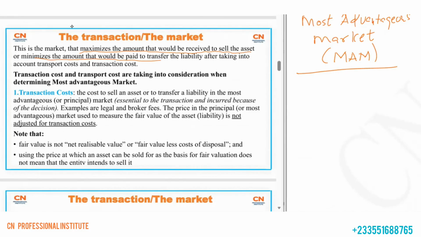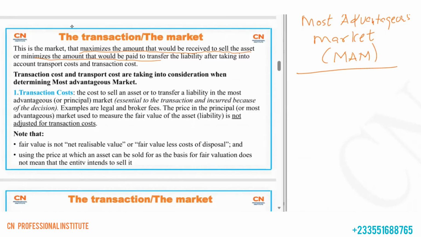So with the most advantageous market, we don't look at the market in which we can sell the greatest units or greater quantities. No, we look at the markets and compare: if we sell in this market, we are going to get more money after we have deducted our transport cost and transaction cost.